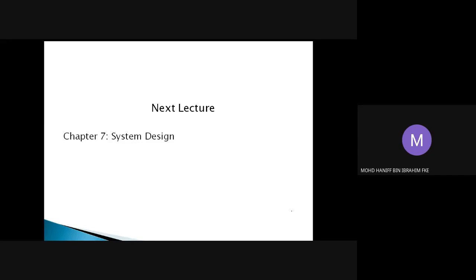Tomorrow's lectures, we're going to enter chapter 7, which is the last chapter for our syllabus for our course, on the system design. The system design lectures will be about 4 hours. So 2 hours for tomorrow, and the rest of 2 hours for next week's lecture. So basically, our lectures will be wrapped up by next week.